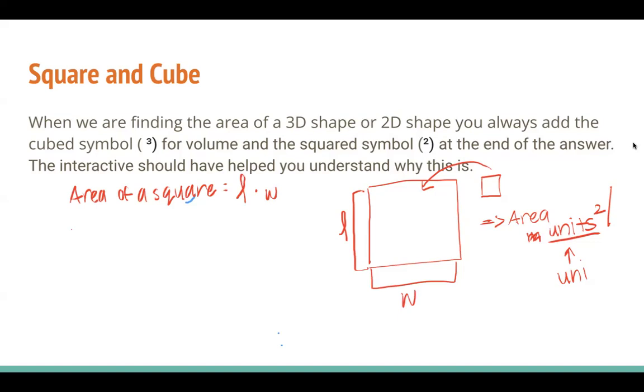Yes, but you always have to make sure you put the square sign, because that signifies that it's in 2D. And when you add the cube sign to the units, that signifies it's in 3D. Does that part make sense? Yes. Okay, so that's what we're going to do.